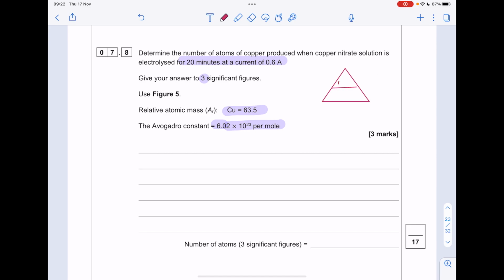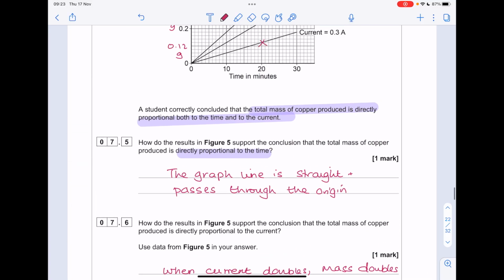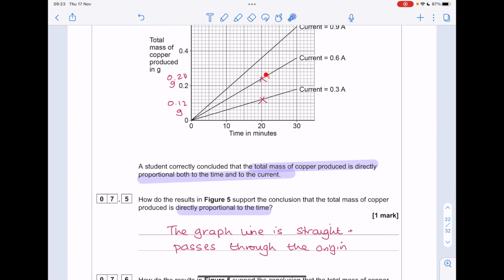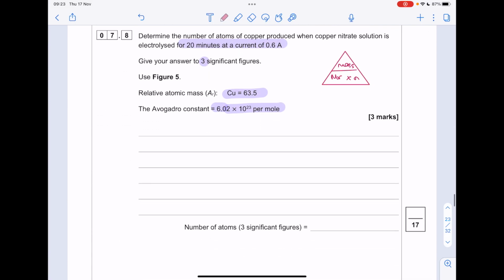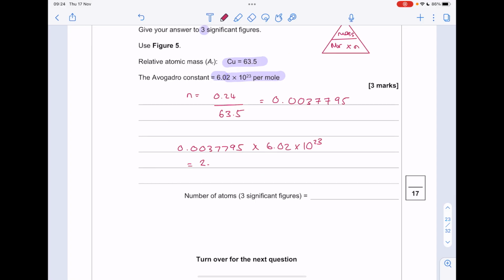Remember, this formula triangle states that mass is Mr times the number of moles. So we know we need to find the number of moles, but how can we find the mass? Well, we know that we're looking at 20 minutes with a current of 0.6 amps. And remember the mass here, handily I've already worked it out, was 0.24 grams. We know the Mr or Ar of copper is 63.5. And then lastly, how do we work out the number of atoms? Well, we multiply the number of moles by Avogadro's constant to get to 3 sig fig.